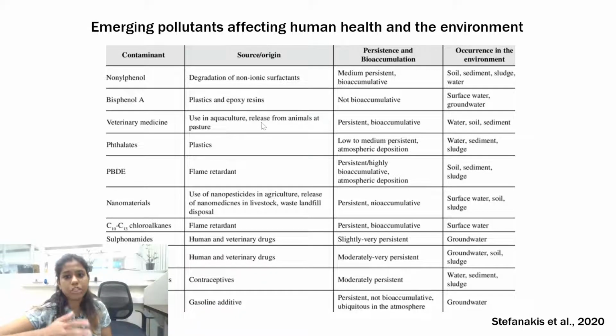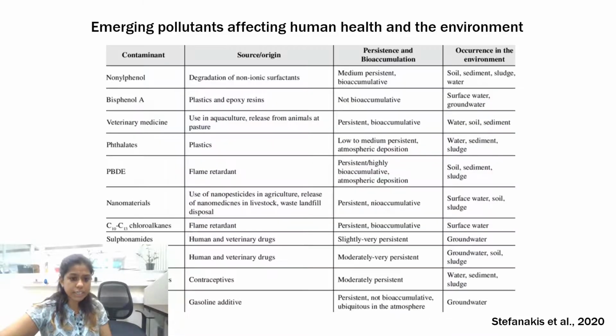So this list gives an overall idea about the source or the origin of these emerging pollutants, how they are affecting human health and environment, how long they can stay in the environment, how much they can accumulate in the environment, and what the different components of the environment are that are getting affected because of these chemicals. For instance, you can see steroids and hormones, veterinary medicines, phthalates, bisphenol compounds. It's very surprising to know that many of these are coming from human use products, or products that humans have started using to make their life better, which did not exist a couple of decades ago.